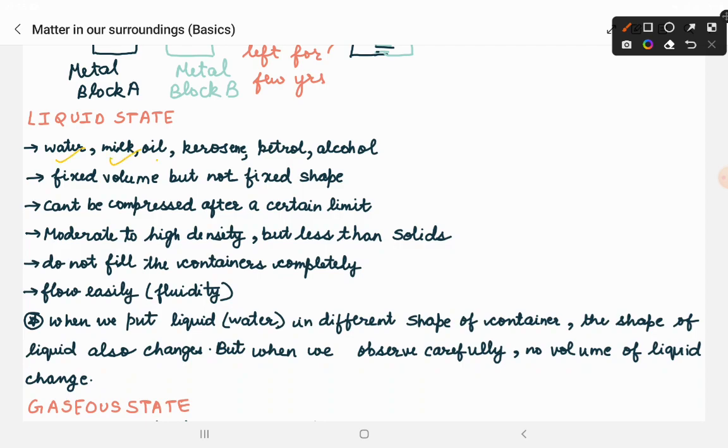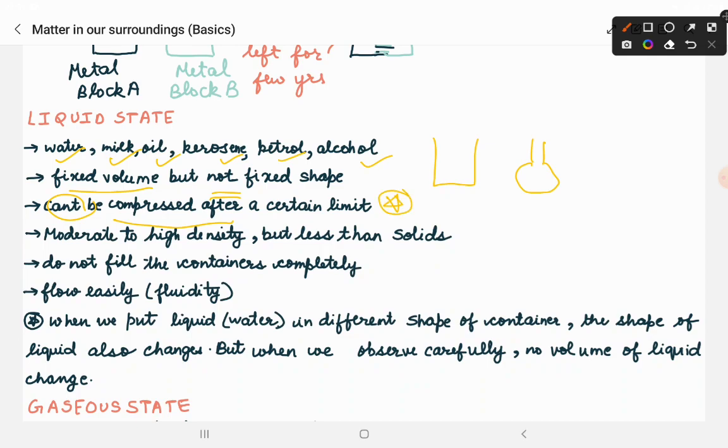We know water, milk, oil, kerosene, petrol, alcohol are all examples of liquid. Now we know that liquids have a fixed volume, but do they have a fixed shape? No. If you put them in this type of container, they will acquire the shape of this container. If you put them in this kind of container, they will acquire the shape of this container. They cannot be compressed after a certain limit. If you try to compress liquids, there is a certain point after which they cannot be compressed.